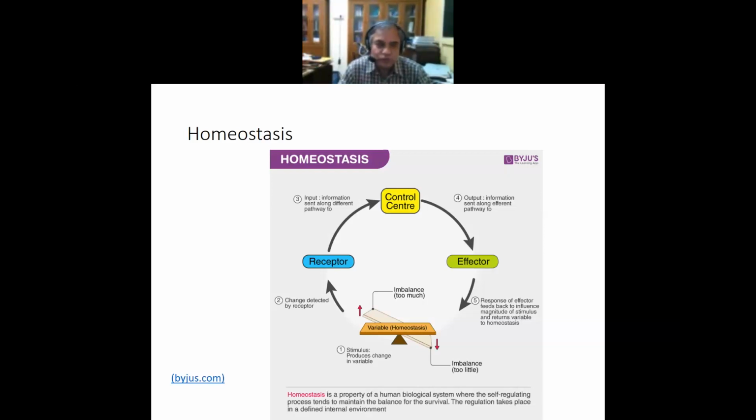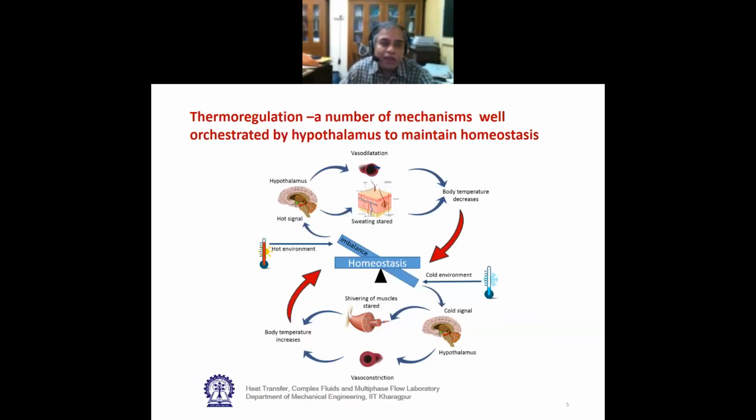So now let us go to the homeostasis which occurs due to thermoregulation. Thermoregulation, we can call it a number of mechanisms that are well orchestrated by the hypothalamus to maintain homeostasis, particularly as far as the core temperature is concerned. So let us start somewhere here. Let's say this is our hypothalamus. It is getting some sort of signal from the cold environment, and then to tackle the situation, it is generating a few actions.